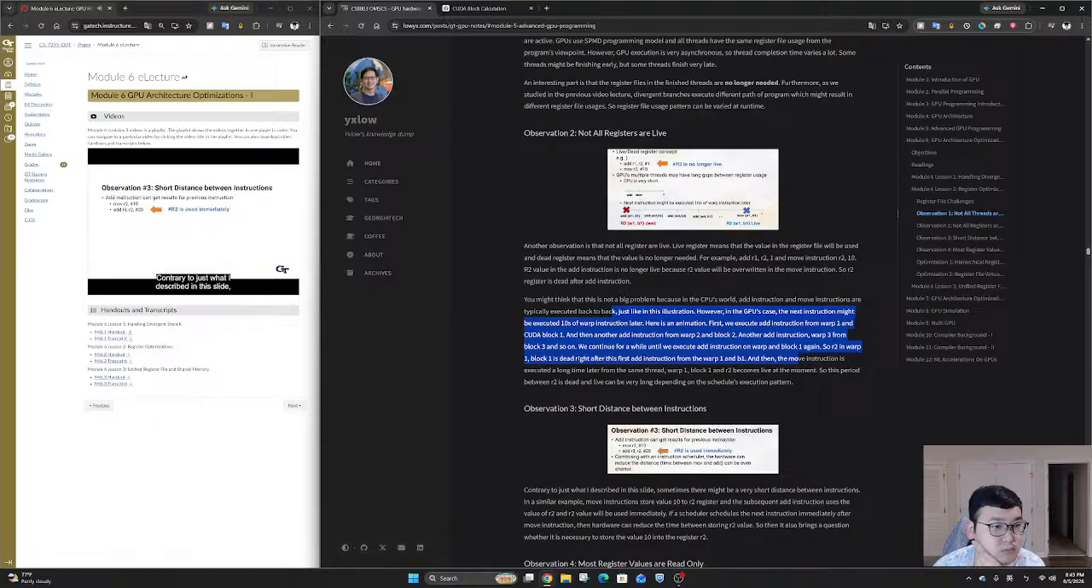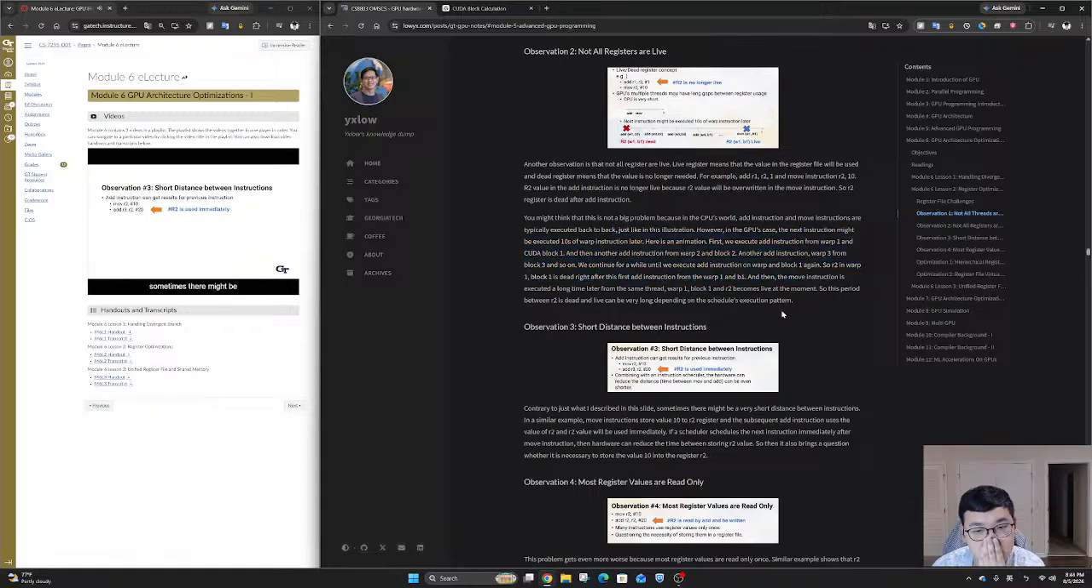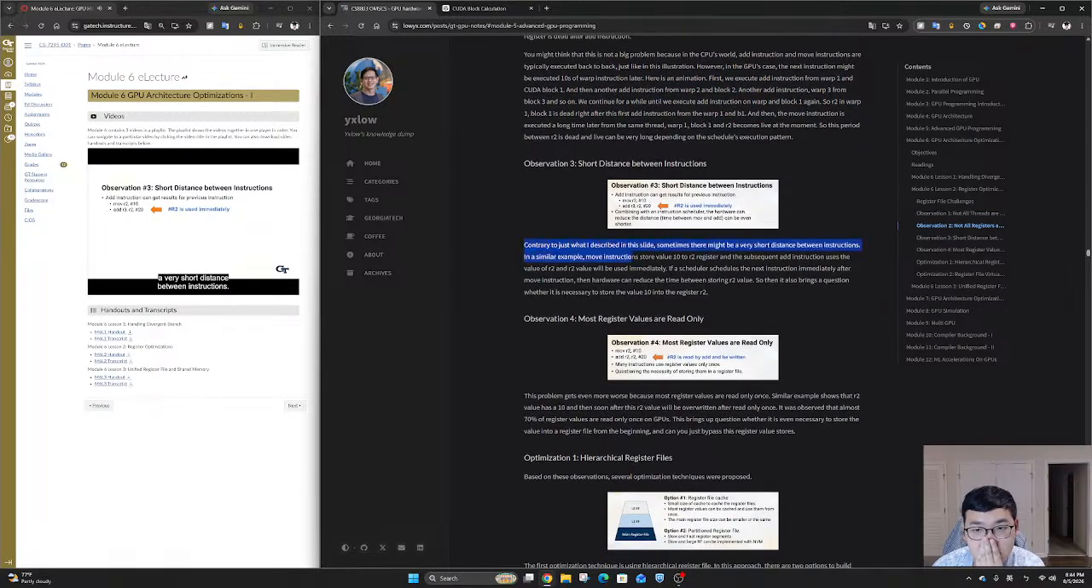Contrary to what I described in this slide, sometimes there might be a very short distance between instructions. In a similar example, the move instruction stores value 10 to the R2 register, and the subsequent add instruction uses the value of R2 immediately. If a scheduler schedules the next instruction immediately after the move instruction, then hardware can reduce the time between storing the R2 value. So it also brings a question whether it is necessary to store the value 10 into the register R2.